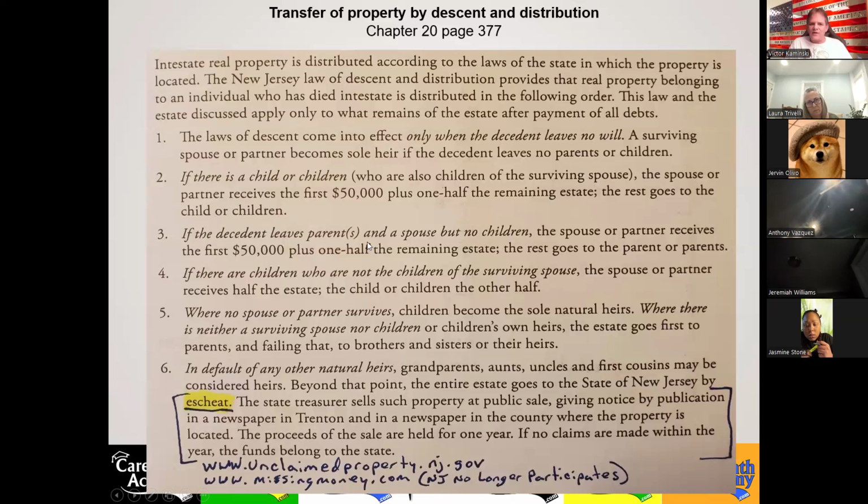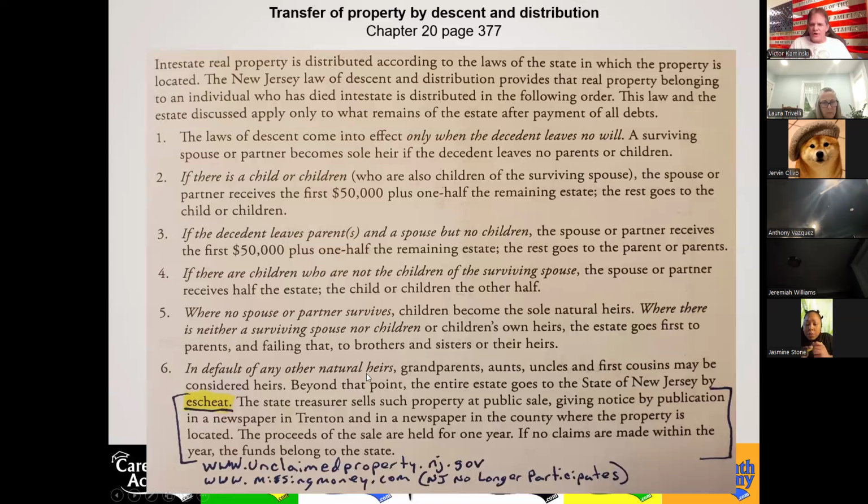If the decedent leaves parents and a spouse but no children, the spouse or partner receives the first $50,000 plus 1/2 the remaining estate. The rest goes to the parent or parents. If there are children who are not the children of the surviving spouse, the spouse or partner receives half the estate and the child or children the other half. And where no spouse or partner survives, children become sole natural heirs. And where there are neither surviving spouse nor children or children's own heirs, the estate goes first to parents and failing that to brothers and sisters or their heirs.